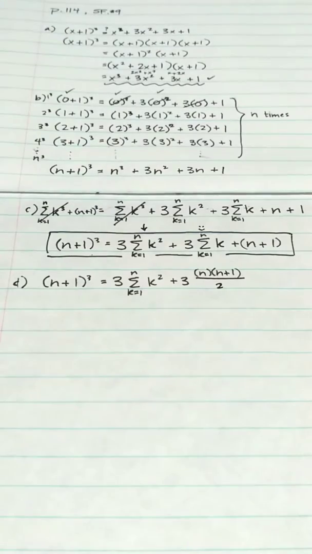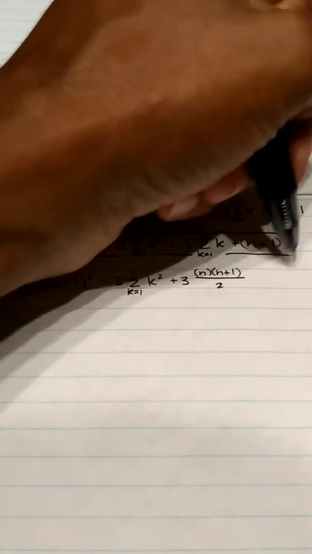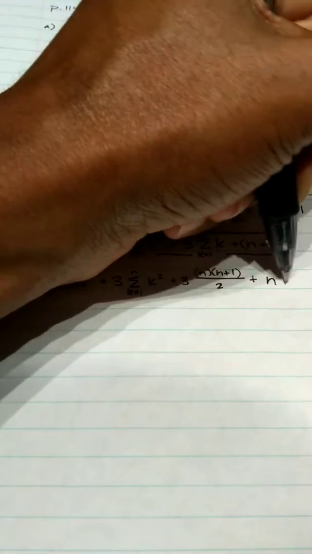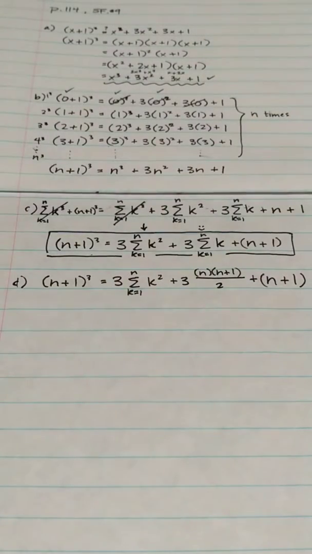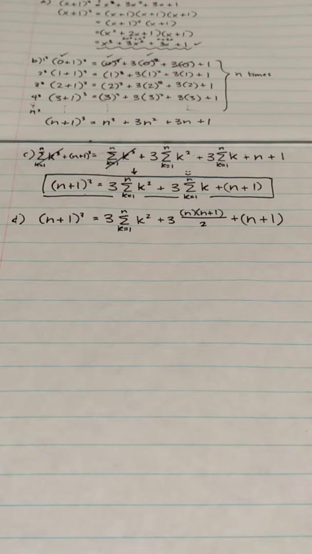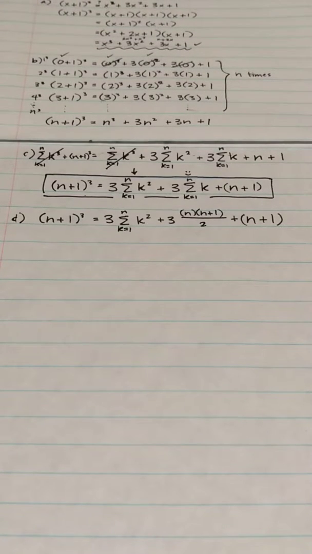Okay, so that means I now have 2 times n plus 1 cubed equals 6 times the summation from 1 to n of k squared plus, this is now going to become just simply 3n times n plus 1. Yay, no more fraction. And 2 times n plus 1. Okay, so now let's do some rewriting.